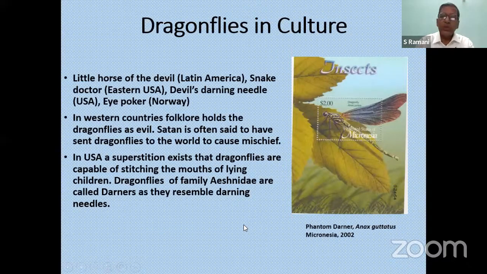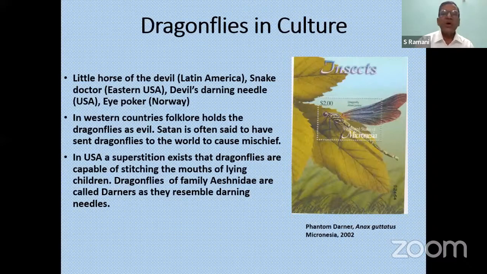Of course, in the USA, even a superstition exists that children are threatened by saying that if a dragonfly comes, it will stitch your mouth. If you tell a lie, it will stitch your mouth. And so they talk about this as the darning needle. You can see here, it's almost looking like a darning needle, the abdomen. So that is one of the reasons why they believe that this is a darning needle. And they used to threaten children who lie to say that your lips will be stitched if you do this.